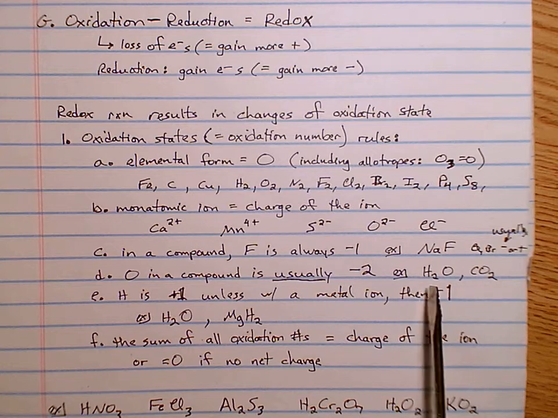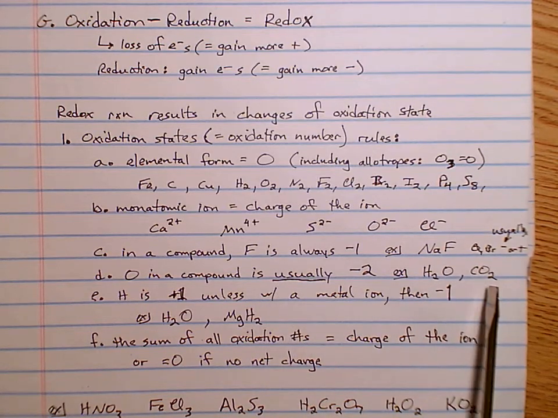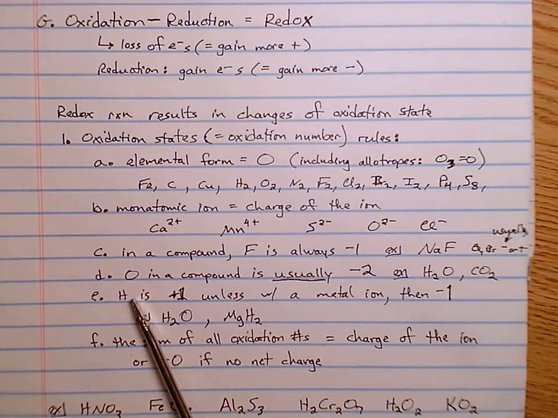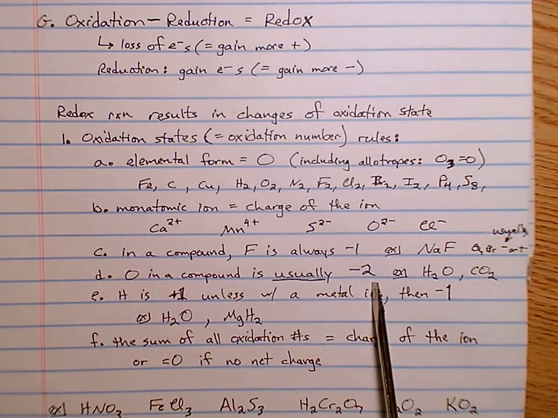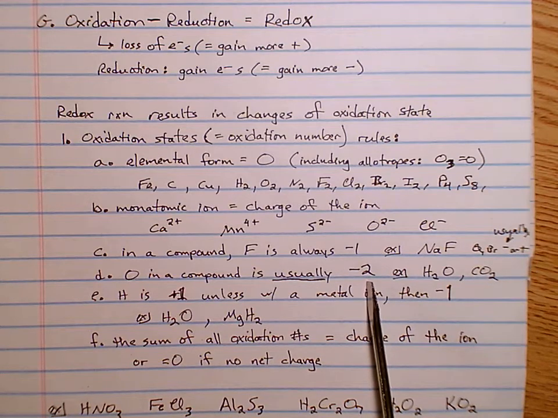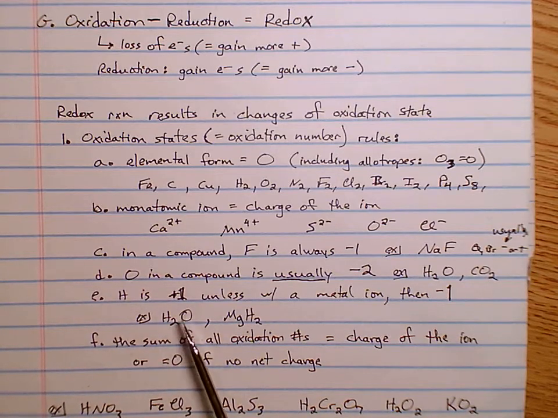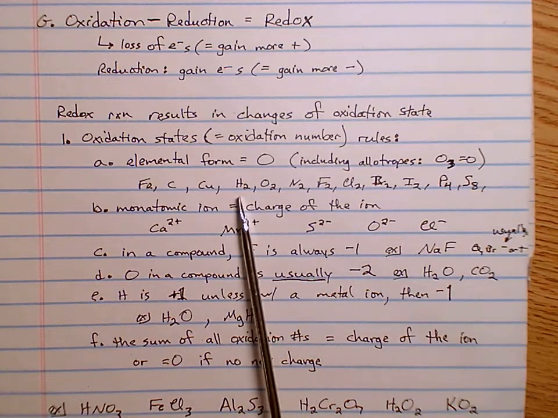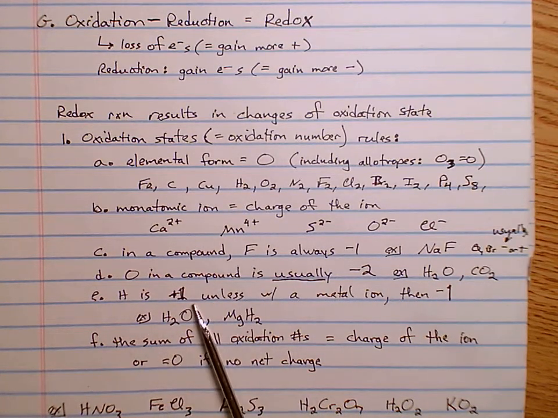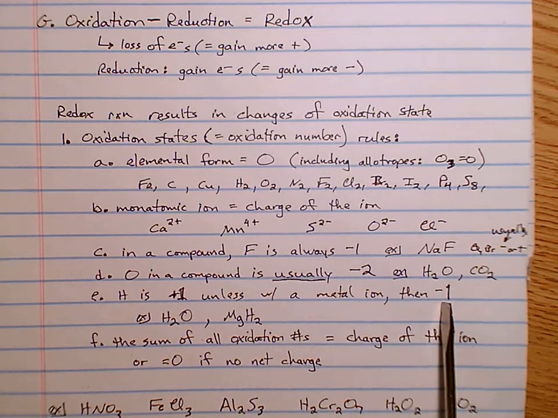If you look at H2O, oxygen is -2. In carbon dioxide, oxygen is in the -2 oxidation state. However, we're going to find out it can be other oxidation states, or you should have found out in Gen Chem 1. So oxygen is usually -2 unless you work it out as -2 and it just doesn't work, and then it can't be -2. Hydrogen is +1 oxidation state, unless, of course, it's the H2 molecule, in which case it's a 0 oxidation state. But if it's in a compound, it's going to be +1, unless it's with a metal ion, then it's -1.